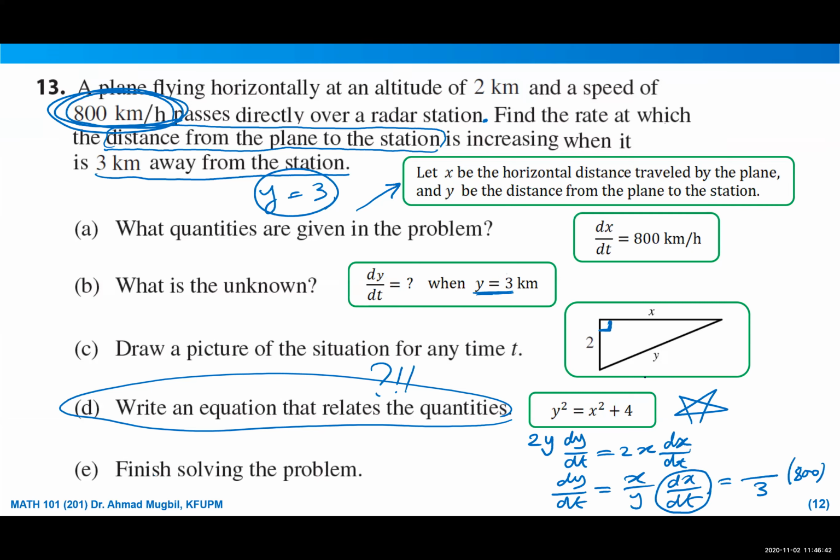Now what will be x? If y is 3, what will be x at that time? It will be the square root of 9 minus 4, which is the square root of 5. So this will be the square root of 5, and this will give you the final answer. What is dy/dt?